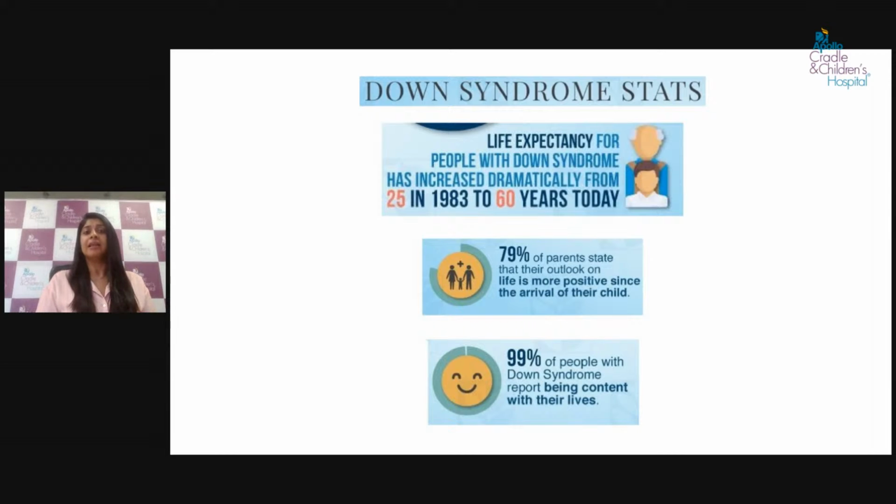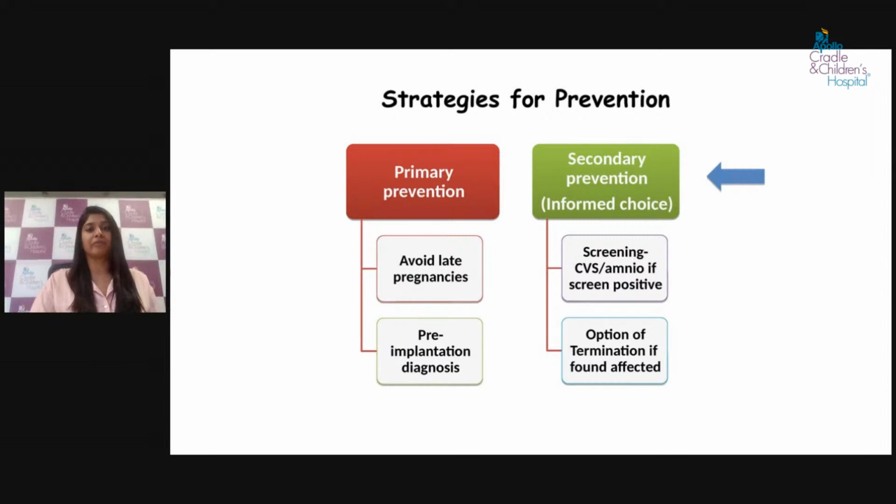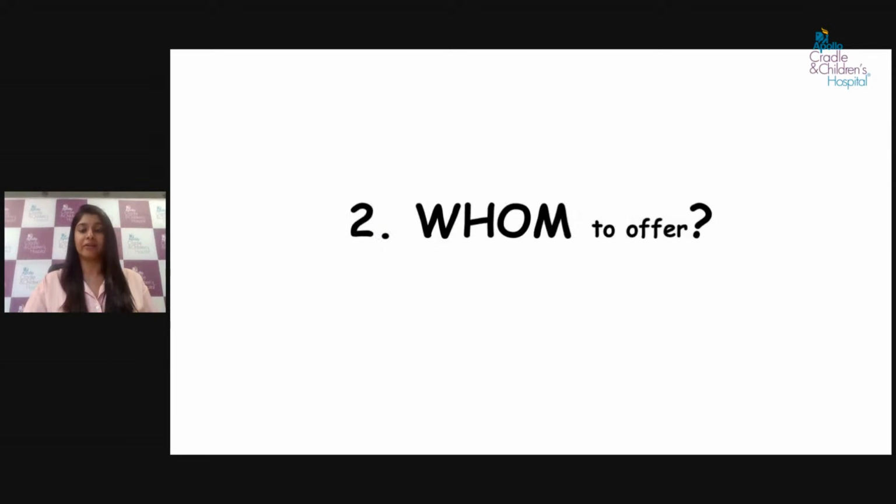Down syndrome statistics. Life expectancy of people with Down syndrome has dramatically increased from 25 in 1983 to 60 years today. 79% of the parents state that their outlook on life is more positive since the arrival of the child, and 99% of people with Down syndrome reported being content with their lives. But strategies of prevention: primary prevention, avoid late pregnancies and pre-implantation diagnosis. Secondary prevention, informed choice. We can do further screening, doing a CVS or an amniocentesis with screen positive patients, and give them an option for termination if it is found affected.